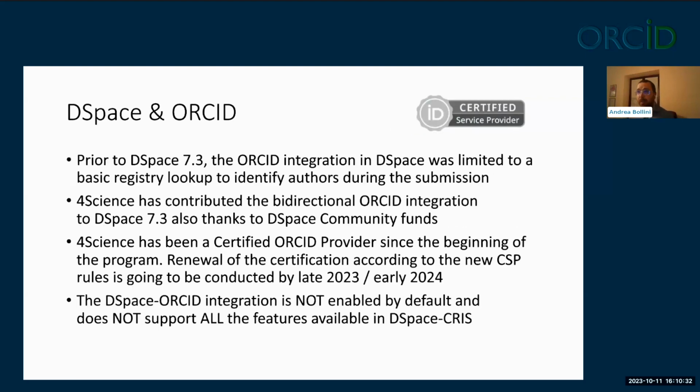In regard to DSpace, prior to DSpace 7.3, the ORCID integration was really limited, and you were only able to make a basic lookup into a registry to identify an author. 4science has contributed the bidirectional ORCID integration to DSpace 7.3. So starting from DSpace 7.3, you are able to use most of the ORCID integration also in a plain DSpace.